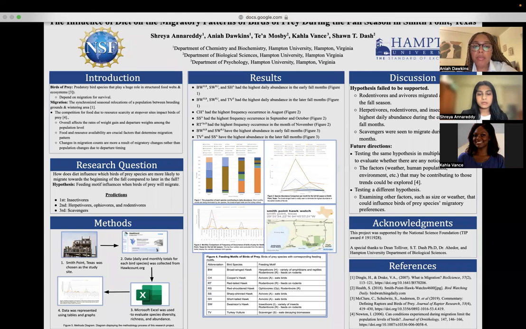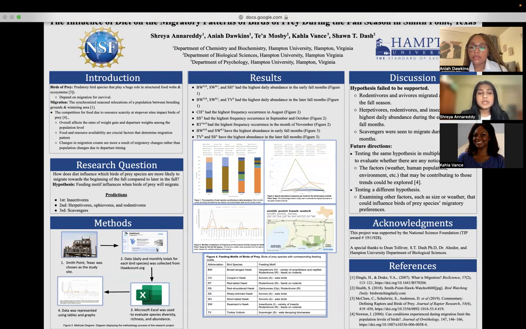And the broad-winged hawk and the Swainson's hawk have the highest abundance in the early fall months, which is looking at the overall abundance. The turkey vultures and the sharp-shinned hawks have the highest abundance in the later fall months. So based on the results, it can be concluded that our hypothesis failed to be supported.